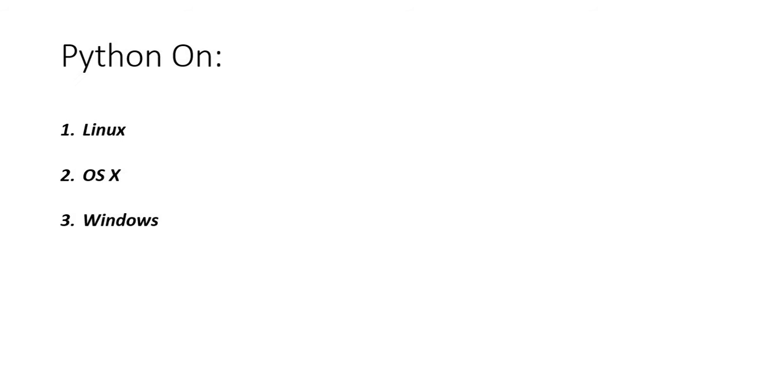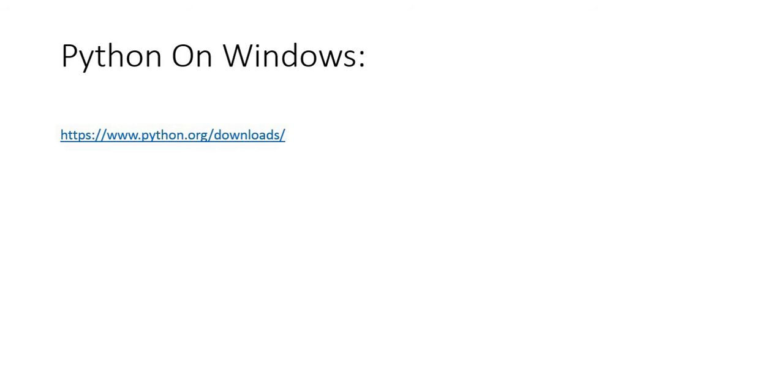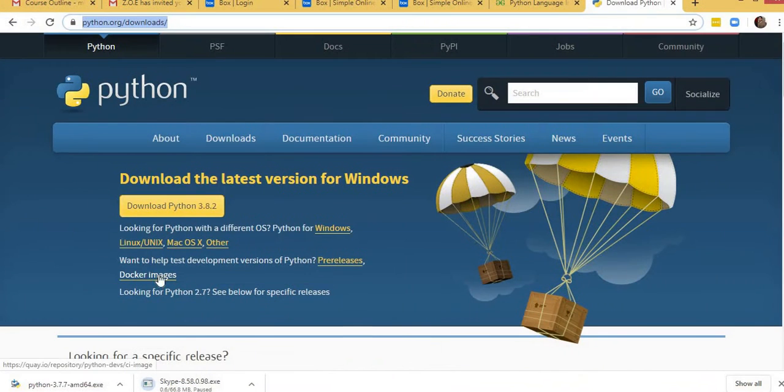First, you have to go to the official website of Python. In Python downloads, you will download the latest release. Here you have the latest release, 3.8.2. You will download it. After downloading, you have to install it as an administrator.